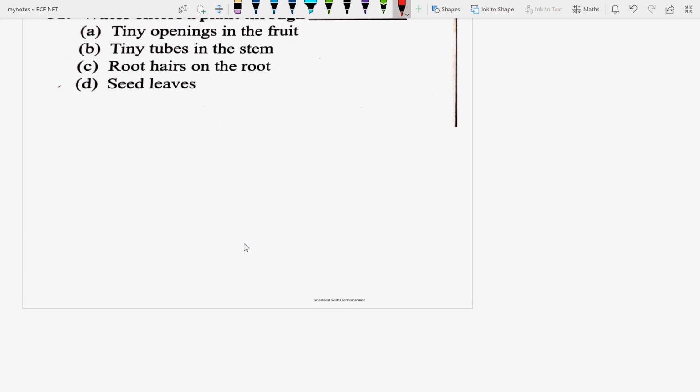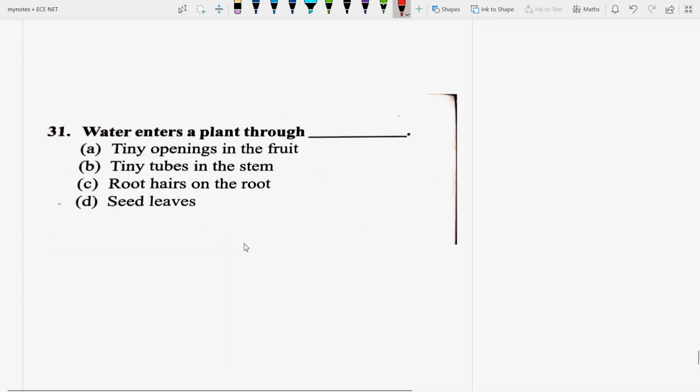Next question is that, water enters a plant through tiny openings in the fruit, or tiny tubes in the stem, root hairs on the root, or seed leaves. Since water enters the plant neither through tiny openings nor tiny tubes, it enters through root hairs on the root. You know, root is inside the ground. It has the capacity to hold the water and soil. You can observe that roots of the grasses, plants and trees hold soil particles and prevent soil particles from being carried away by wind or water.